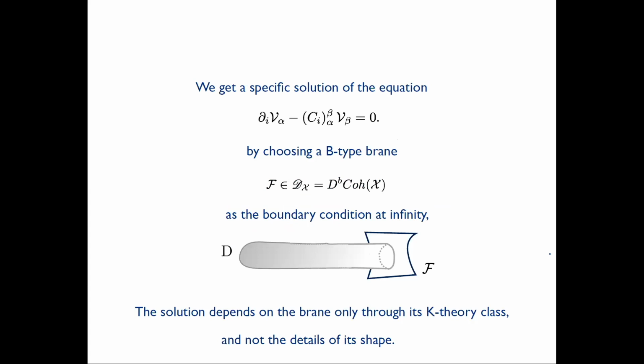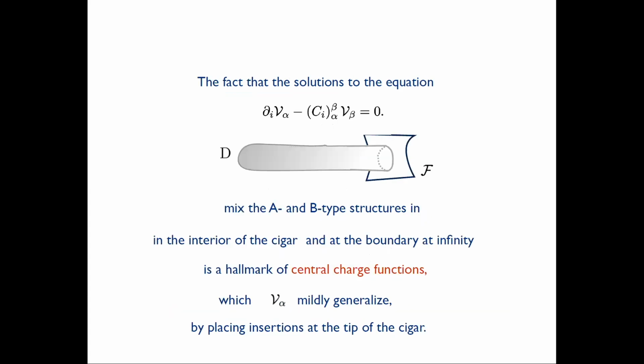You get a specific solution to the equation by choosing a B-type boundary condition at infinity. Because our cigar is infinitely long, we are allowed to mix an A-type twist in the interior with a B-type boundary condition at infinity. And the solution you get depends only on the charge of the brane, not on the details of what the brane is. So the fact that the solution to the equation mixes A and B type structures is a hallmark of central charge functions, which these actual solutions mildly generalize.